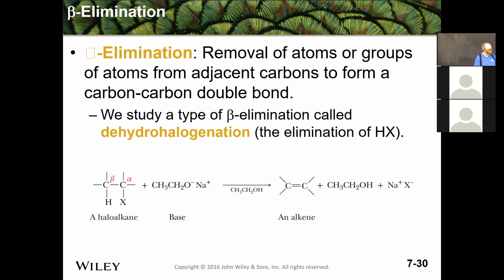This is also called beta elimination because the carbon that's carrying the halogen is the alpha carbon, and the next one over is the beta carbon. And the hydrogen on that carbon is called the beta hydrogen. Here the halide is again the leaving group, but instead of the O- bonding to a carbon, it bonds to a hydrogen, namely the beta hydrogen, and we'll get an alkene.